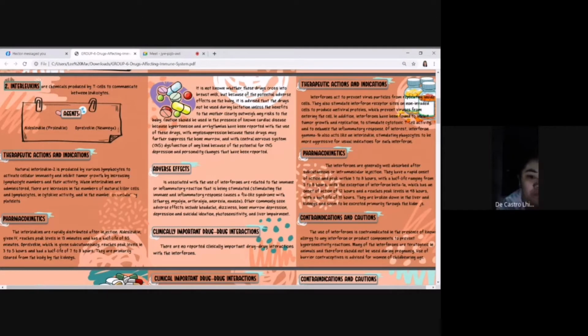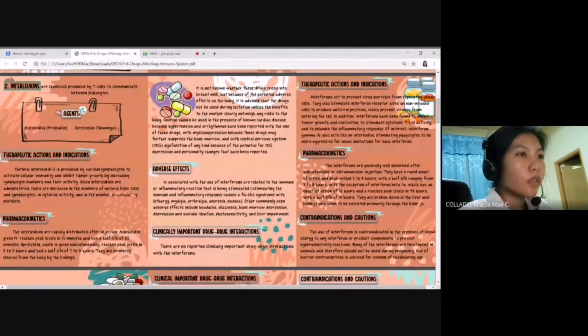So next are the adverse effects. Those associated with the use of interferons are related to the immune or inflammatory reaction that is being stimulated. Other commonly seen adverse effects include headache, dizziness, bone marrow depression, suicidal ideation, photosensitivity, and liver impairment. Important drug-to-drug interactions: there are no reported clinically important drug-to-drug interactions with the interferons.